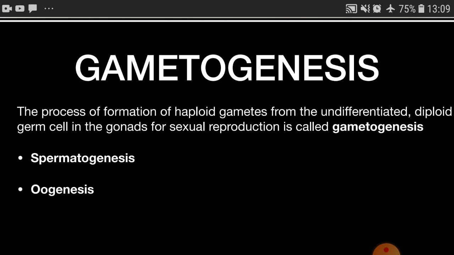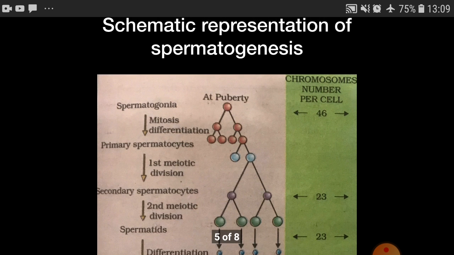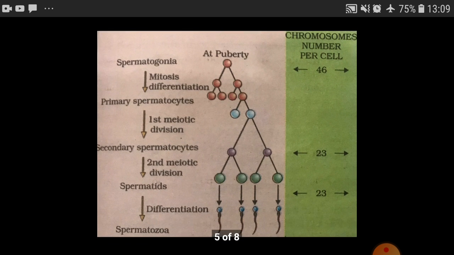We'll take both these one by one. First of all, we'll take spermatogenesis. Here in the diagram, you can see the schematic representation of spermatogenesis.